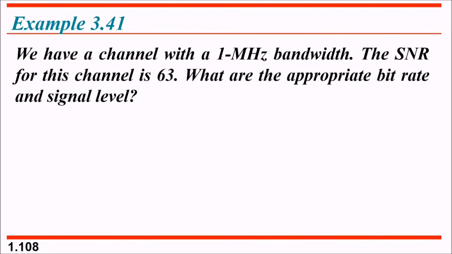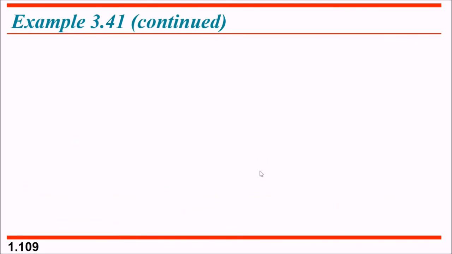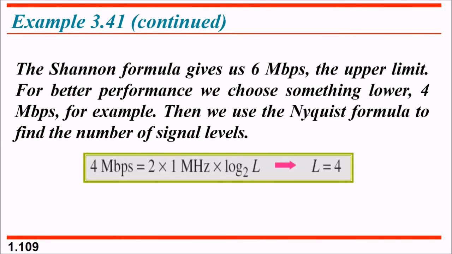We have a channel with 1 megahertz bandwidth. This is B. The signal to noise ratio for this channel is 63. What is the appropriate bit rate or signal level? We'll use this channel formula, B log 2 of 1 plus SNR. B is 10 to the power 6, and SNR is given as 63. So this is log 2 of 64, which is 6. So that will be 6 into 10 to the power 6, that is 6 megabits per second. This 10 to the power 6 is for mega.